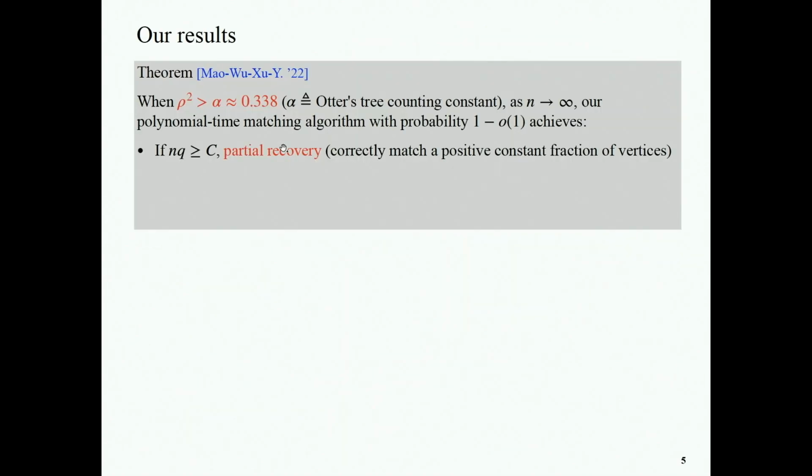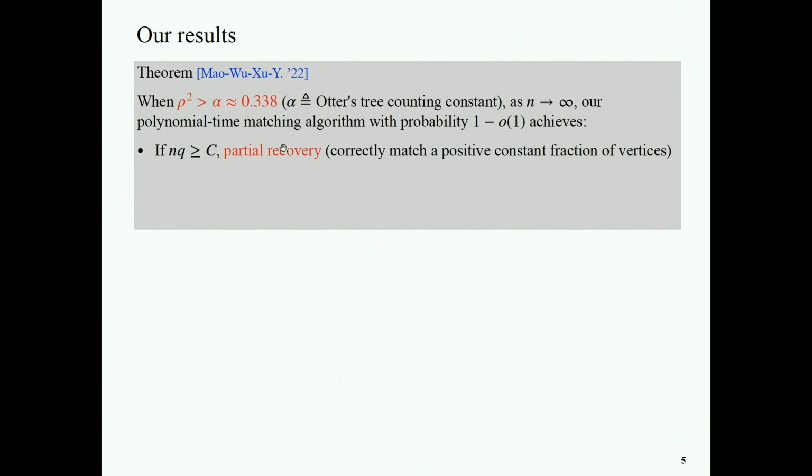Now let me talk about our main result. What we show is that if the correlation is larger than the square root of this Otter's tree counting constant, then as the graph size diverges, our algorithm works in polynomial time. And if the average degree of each network is larger than a constant C, then our algorithm could achieve partial recovery. That means we can correctly identify a positive constant fraction of nodes between these two networks.